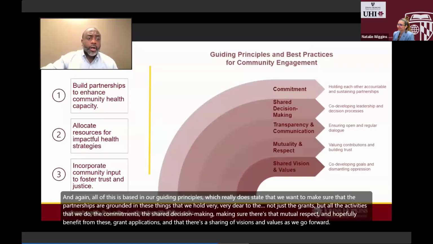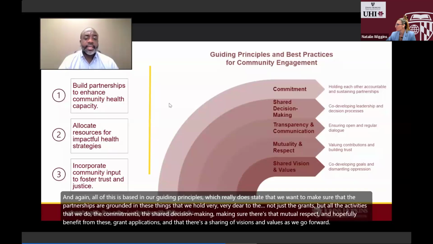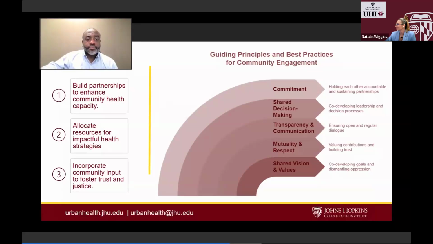And again, all of this is based in our guiding principles, which really does state that we want to make sure that the partnerships are grounded in these things that we hold very, very dear, not just to the grants, but all the activities that we do: the commitments, the shared decision making, making sure there's that mutual respect and hopefully benefit from these grant applications, and that there's a sharing of visions and values as we go forth.